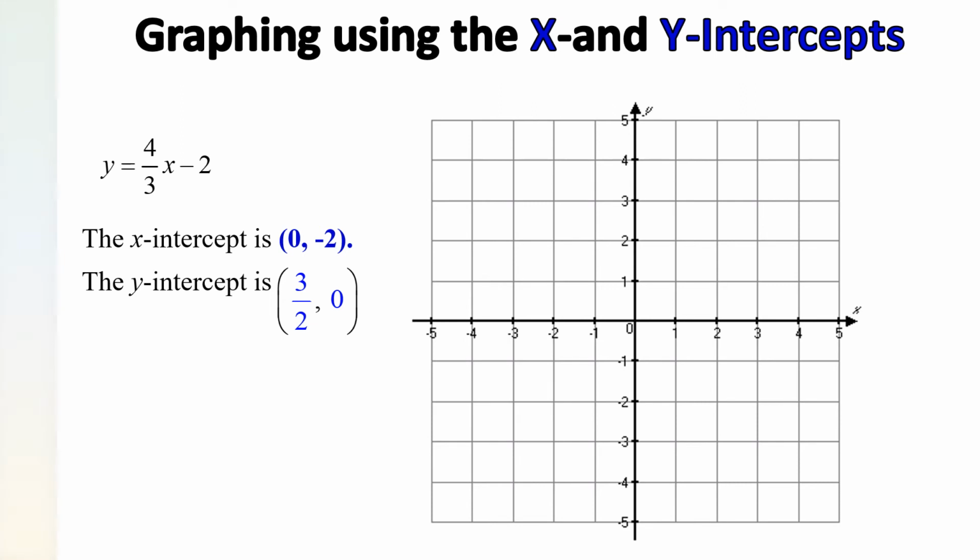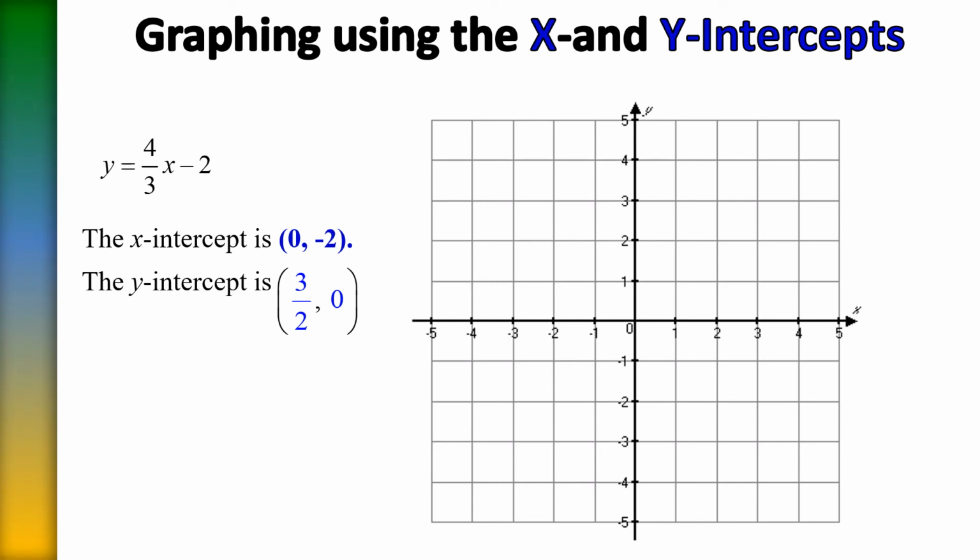Now that we have our x and y intercepts, it's time to go ahead and graph our line. The first point is 0 and down 2. The other point is over 1.5, because 3/2 is the same thing as 1.5. So I need to be between 1 and 2. So that's 1.5, and stay at 0. Line your ruler up and draw your line.